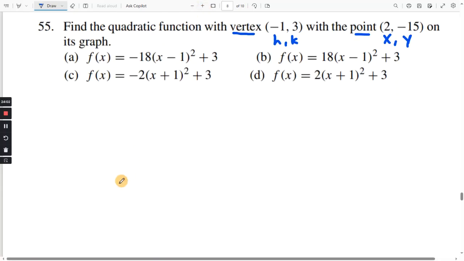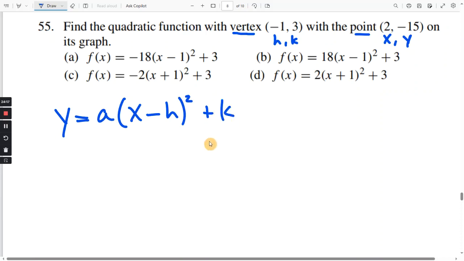All right, so we can see all these answers are in vertex form. Even if they weren't, we could convert it. But vertex form is y equals a times x minus h squared plus k. Now we don't have the value for a, but we can find it. We're going to take all of these and plug it in.